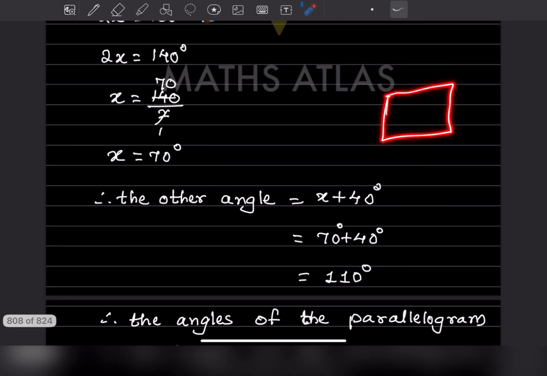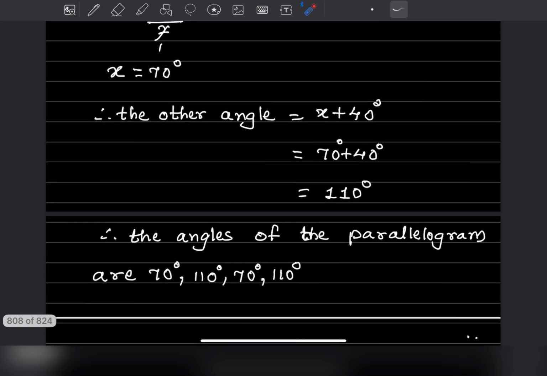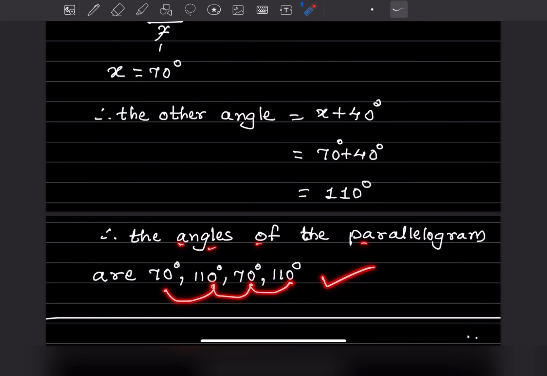Now see here, this is a parallelogram. One angle is 70 and the other angle is 110. So this also should be 110 and this also should be 70. Hope this is clear. You got two angles, and we have four angles in it. Because it is a parallelogram, the angles are 70, 110, again 70 and 110. So this is the answer.